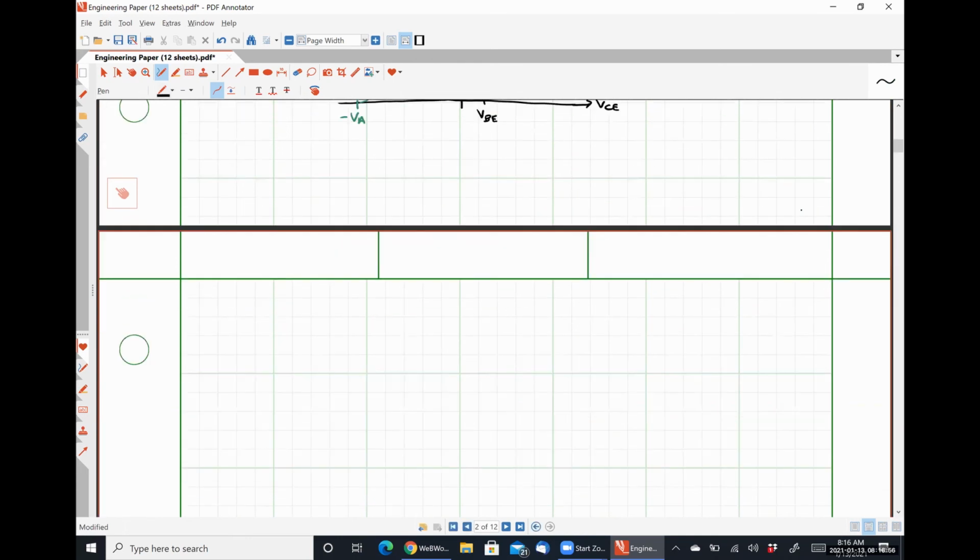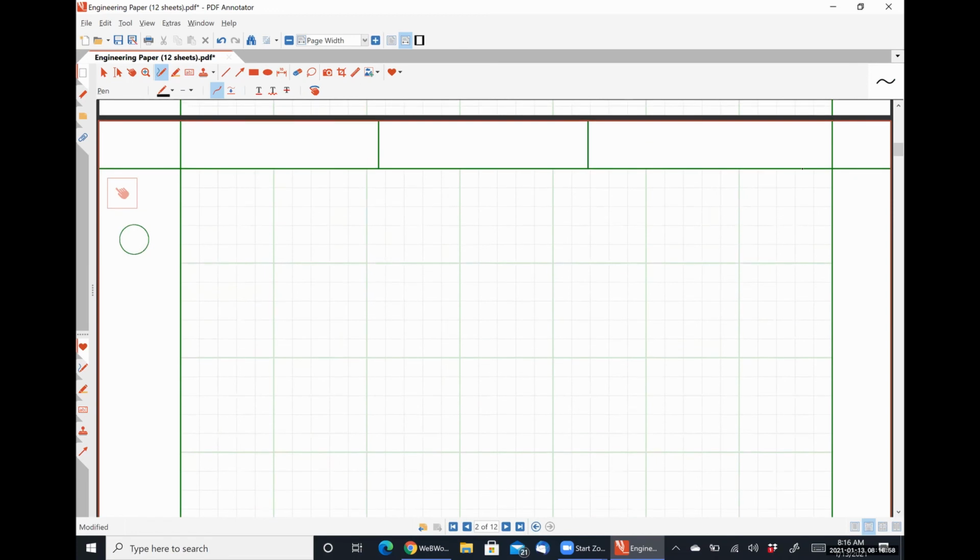So the presence of the early effect will slightly change our large signal model for our NPN transistor. So if here is our base, oops, this is supposed to be a diode.